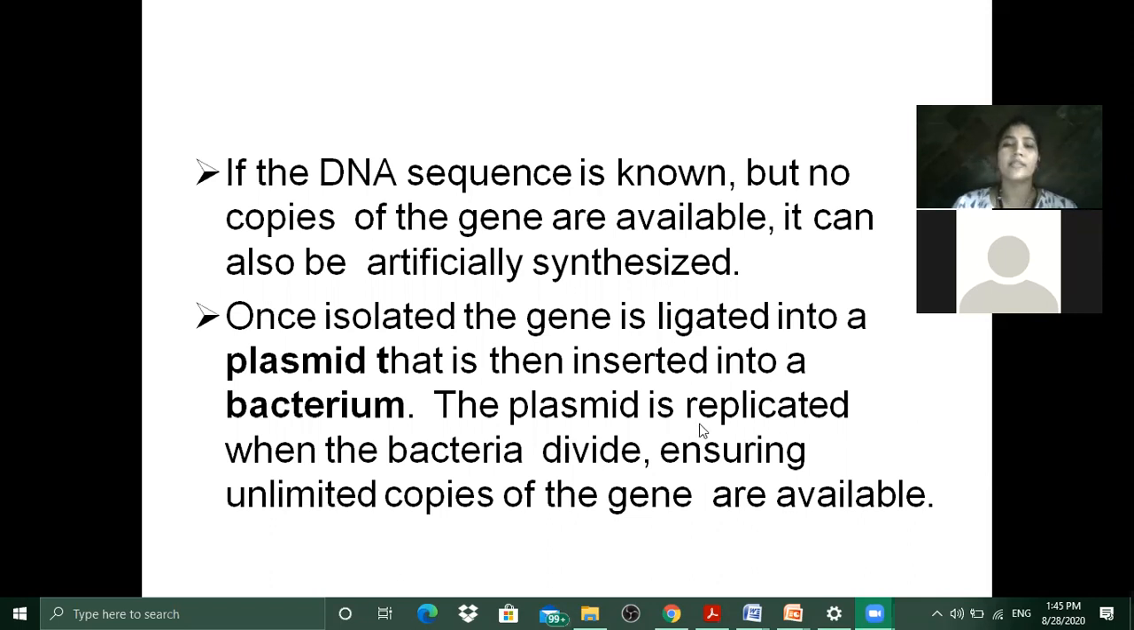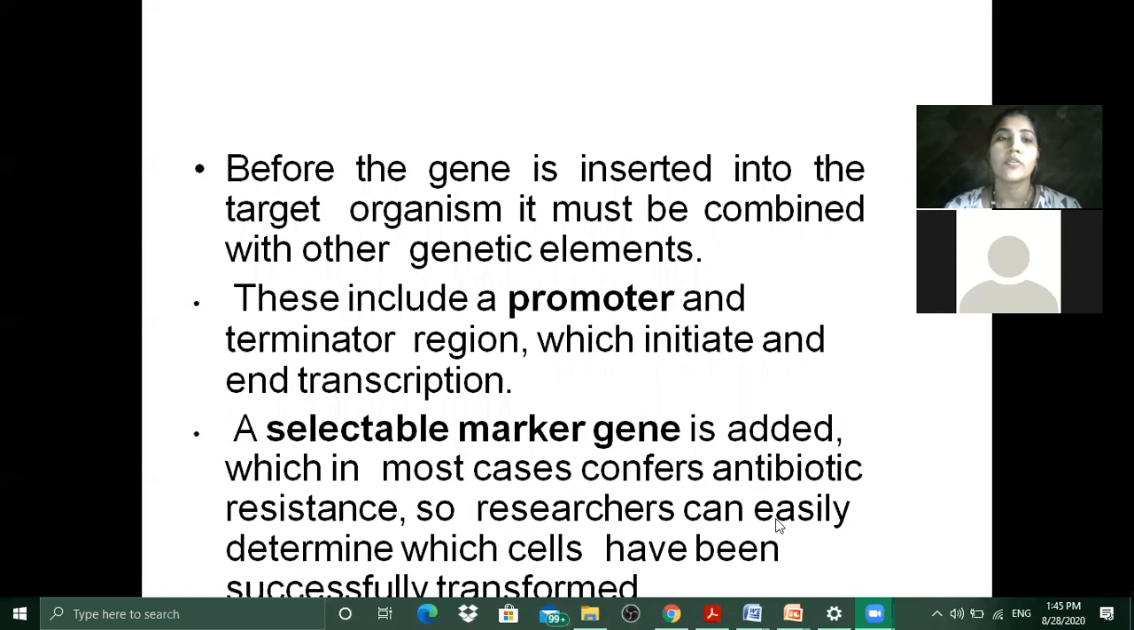So the plasmid is replicated. We have to construct a vector and then insert that vector into the bacterium so that we can replicate that gene of interest. The plasmid is replicated when the bacteria divide, ensuring unlimited copies of the gene are available. Okay. Before the gene is inserted into the target organism, it must be combined with other genetic elements.